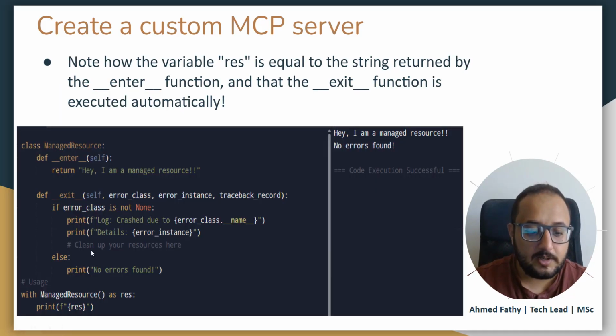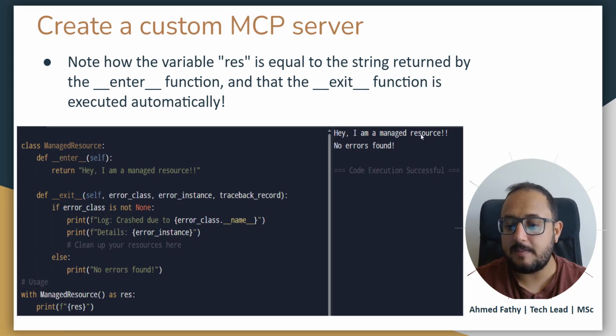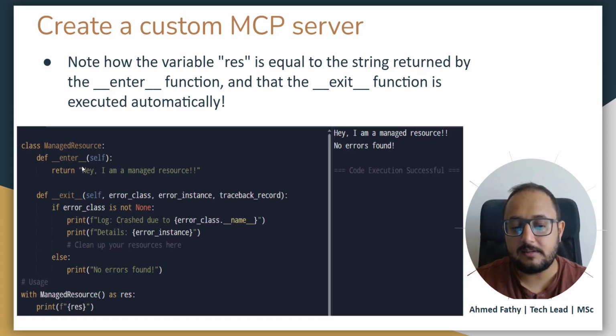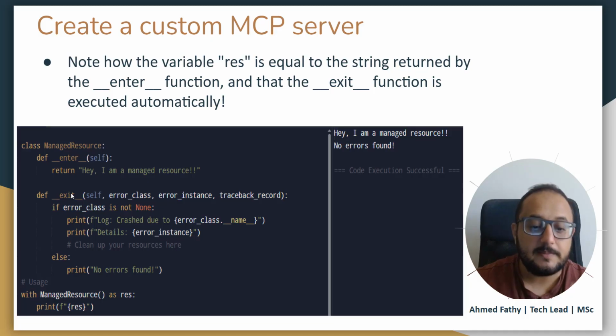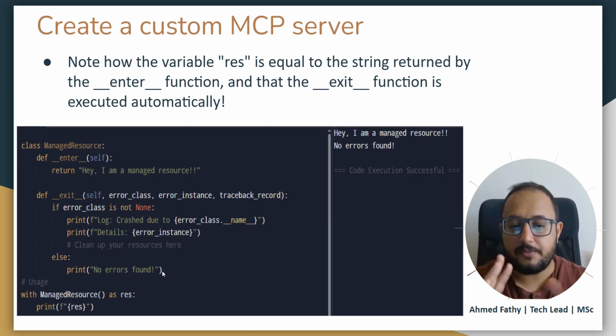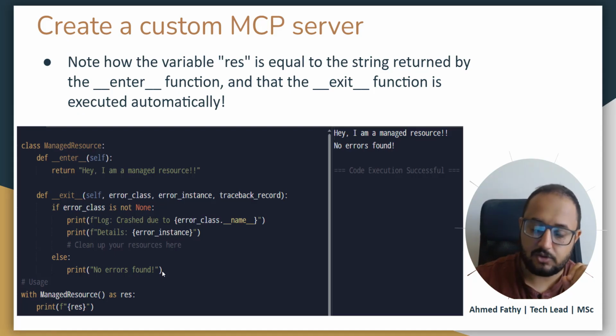This is the full code, and if you print res, this is the output. You get "Hey, I am a managed resource," which is exactly what you return from enter here. And then you see "no errors found," and this is because on exit this automatically got executed, and there was no error found, so the error class was None. So we went into this part and printed "no errors found." This roughly, on a very high level, covers the Python context manager idea.